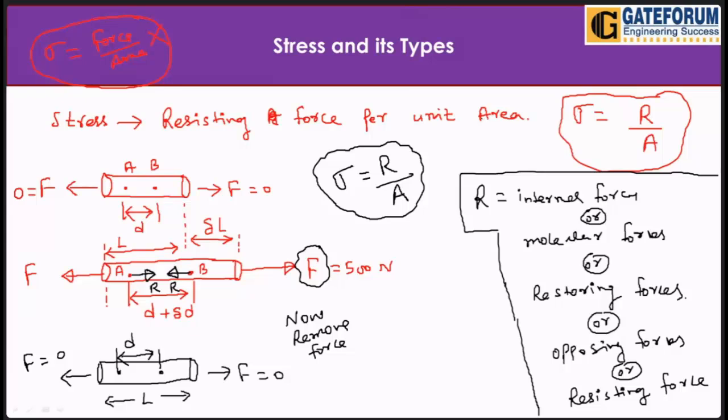Why not per unit cross section area? I will go for that also. No? That is not correct. Unit area is correct, but cross section area is not correct. Okay. Now here, we have defined the stress.